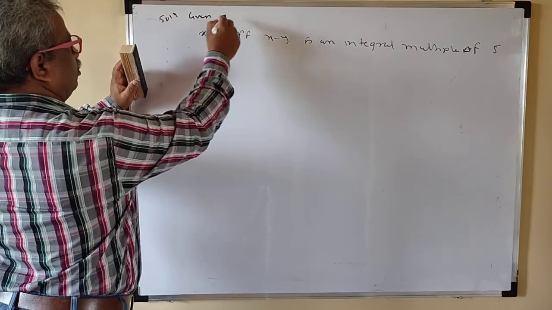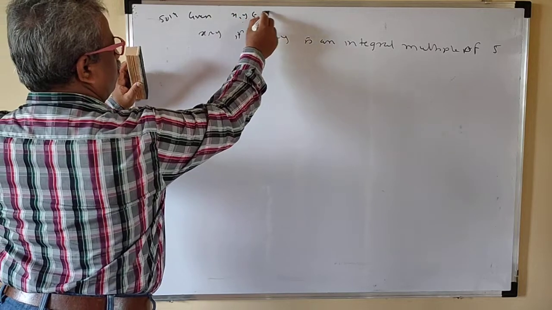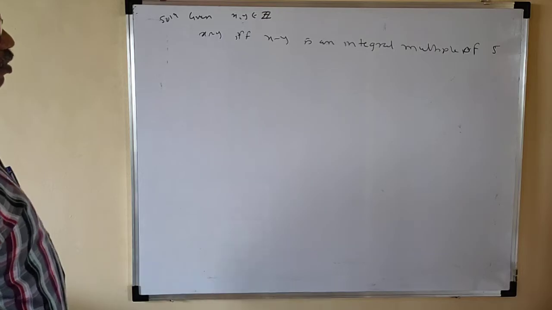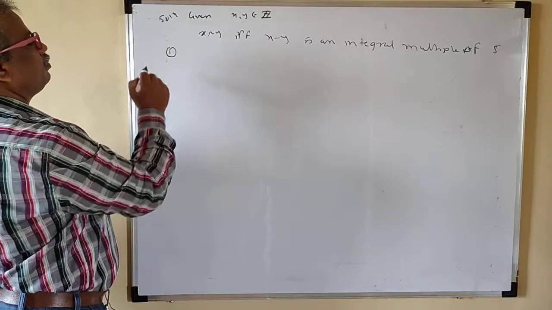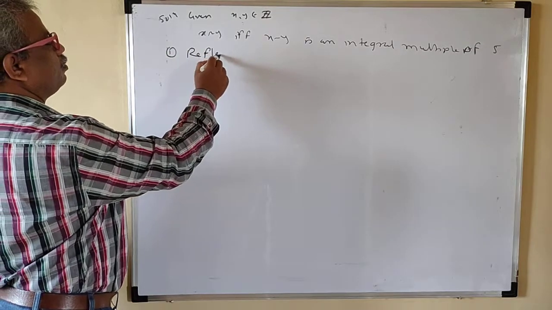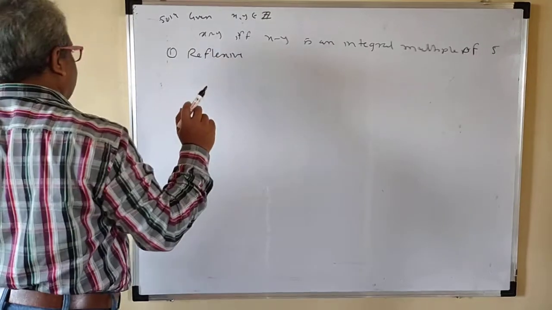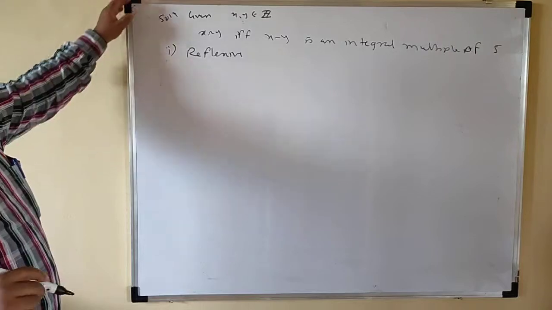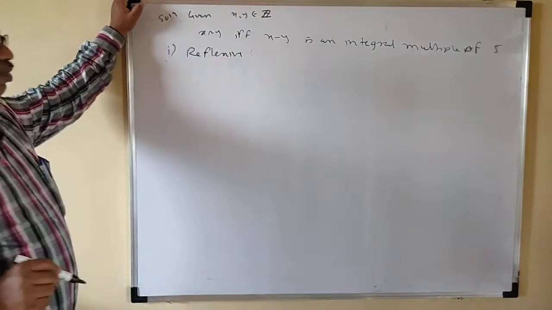Okay, let's look at the solution. Given that x, y belong to Z, x is related to y if and only if x minus y is an integral multiple of 5. So first, reflexive. What do I have to prove?